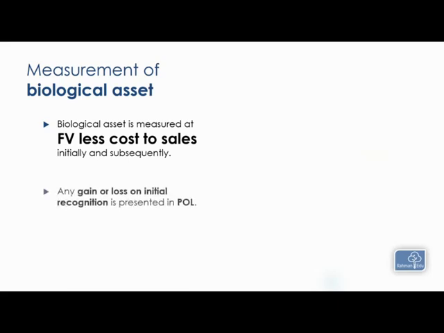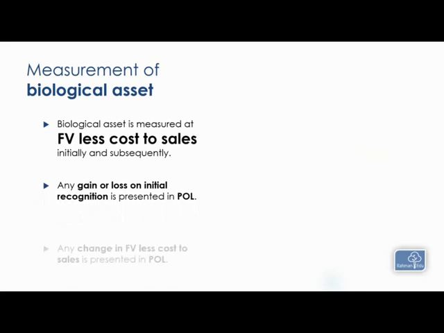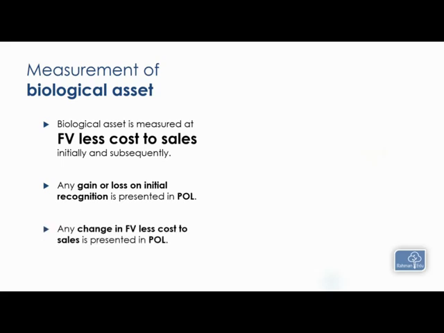And any gain or loss on initial recognition is presented in profit or loss. Similarly, any gain or loss from changes in fair value less cost to sell subsequently will be presented in profit or loss. You may have thousands of cows or biological assets.